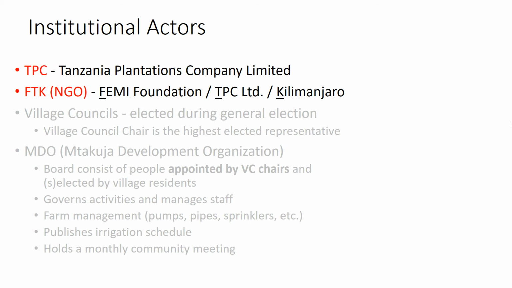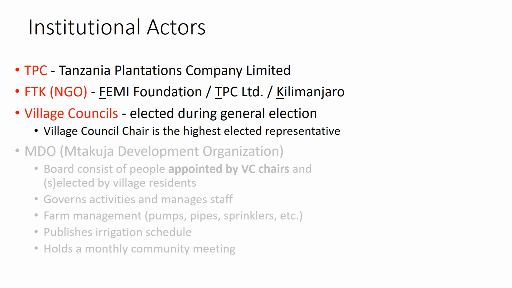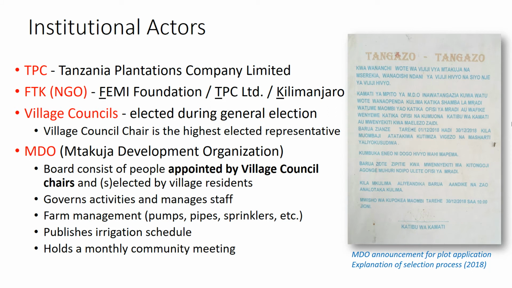Essentially, community land was not sufficient for this size farm, and it wouldn't have been worth it otherwise. The Tanzania Plantations Company is the second largest sugarcane farm in the region. Through their corporate social responsibility, they fund some of the work of FTK, and they provide employment for the people in the community. Village councils are elected, and the chairs are basically the highest elected representatives, and they have a significant role of power within this. And then MDO is the development organization that was set up by FTK, which does all of the management of equipment and staff and the farm. And the village council chairs have again a role in terms of the board of MDO. On the right is a typical flyer that is posted for the community to see how they access a plot, the lottery system, the payment system, etc.